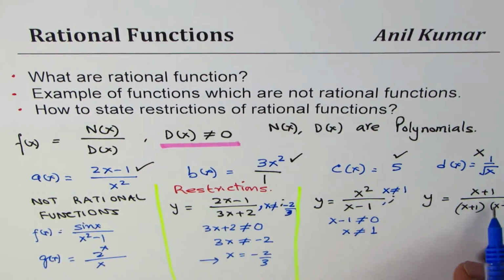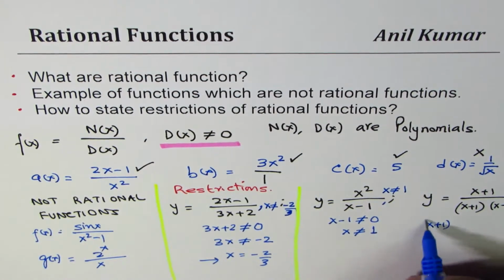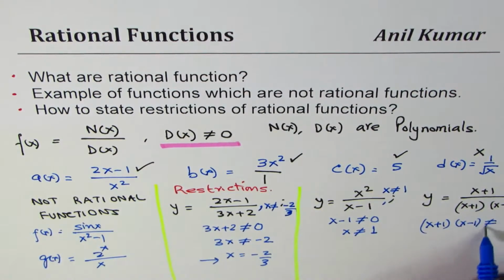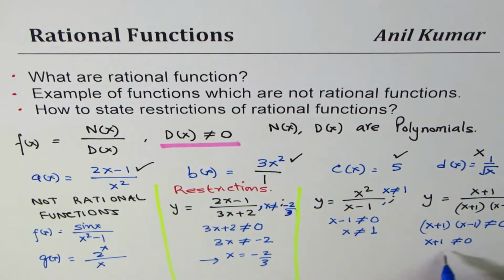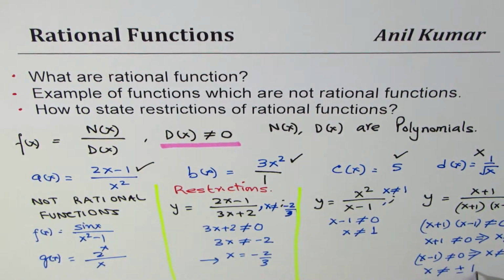Clear? In this case, we have x plus 1 times x minus 1 is not equal to 0. So that means x plus 1 is not equal to 0, and that gives us x is not equal to minus 1. And if I write x minus 1 is not equal to 0, that gives us x is not equal to plus 1. That means x is not equal to plus or minus 1. So this has two restrictions. Do you get an idea? So by equating the denominator to 0, we can find restrictions of rational functions, right?